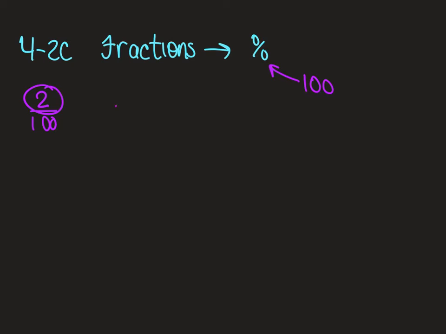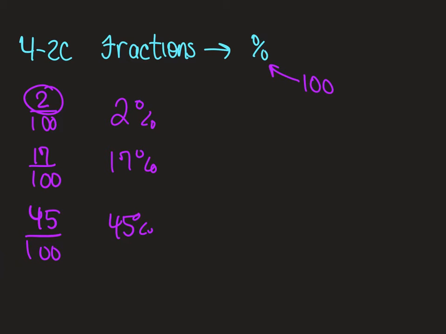What percent would that be? All you have to do is take the top guy. He's 2%. What if it was 17 out of 100? 17%. What if it was 45 out of 100? 45%. So when the denominator is 100, super duper easy. It's the top. It's the numerator. The numerator is the answer. There's nothing else to do.